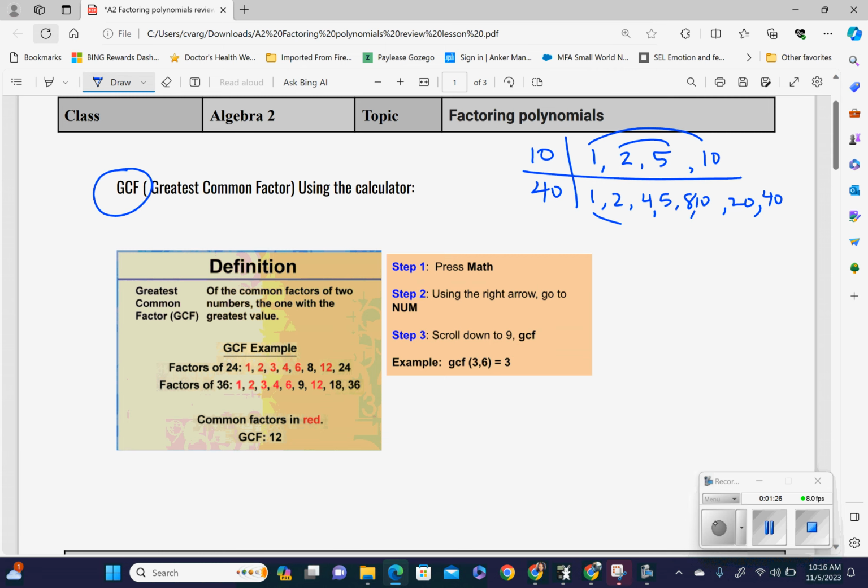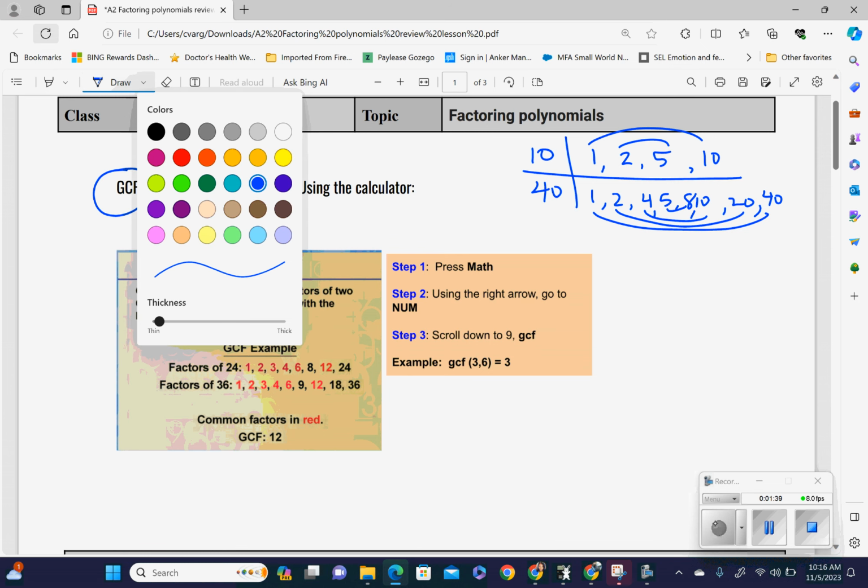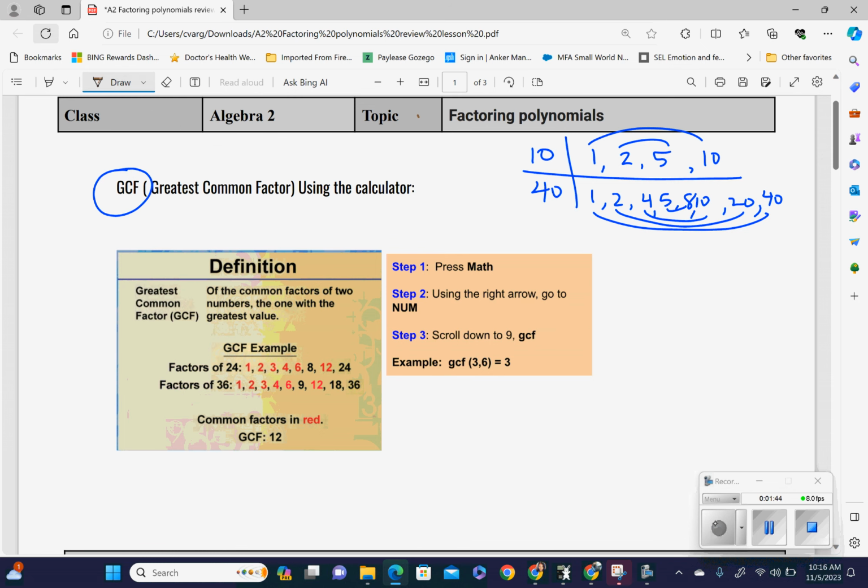Okay, so again, we're making our umbrellas, right? 4 times 10, yep, and 5 times 8. Each of them has a pair. So now we're looking for the greatest number that goes into both. So 10 goes into both, right? It's our biggest number here. I know 40 is not here, 20 is not here, but 10 is here and it's also here. So our greatest common factor between 10 and 40 is 10, okay?